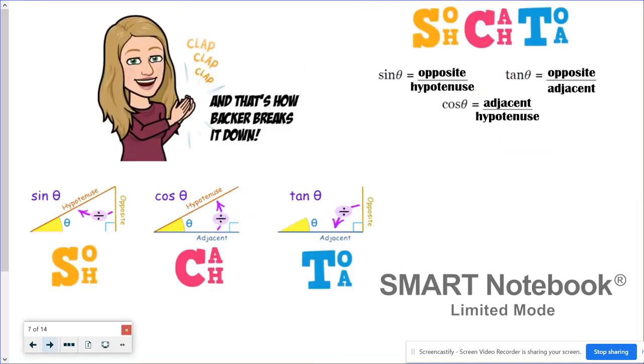And so that's how we can use these trig functions to find missing sides in right triangles. Simply ask yourself, what do I know? What do I need to know? Can I find it? By asking yourself, what do I know? What do I need to know? You will realize, oh, I'm either working with the opposite and the hypotenuse, so I'm going to write a sine equation. Or I'm working with the adjacent and the hypotenuse and thus cosine. Or I'm working with the opposite and the adjacent, therefore tangent. And that's how Backer breaks it down.